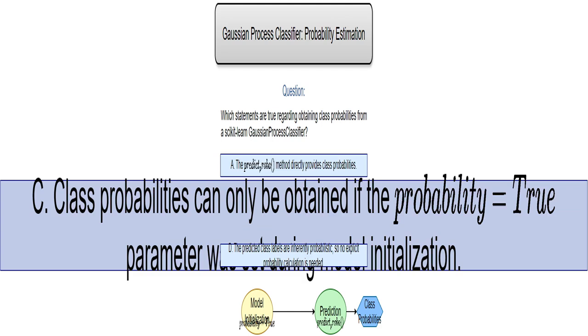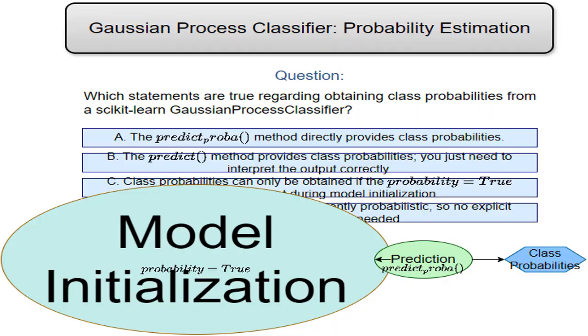Without this setting, the model simply won't do the extra work needed to generate them. The probability true acts as a switch to turn on this probability calculating feature. This refers to the step where you set up the Gaussian process classifier model. This is where you specify settings, including whether you want probability calculation enabled using the probability true parameter.